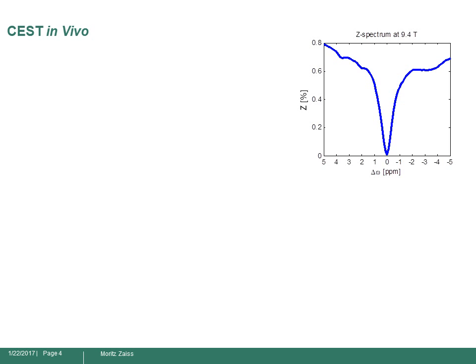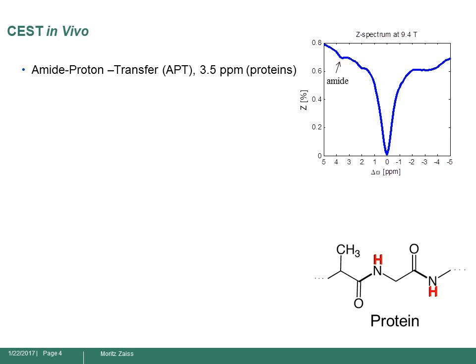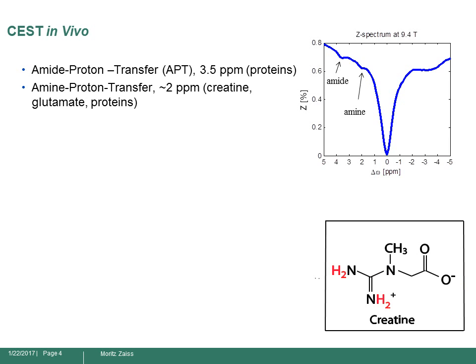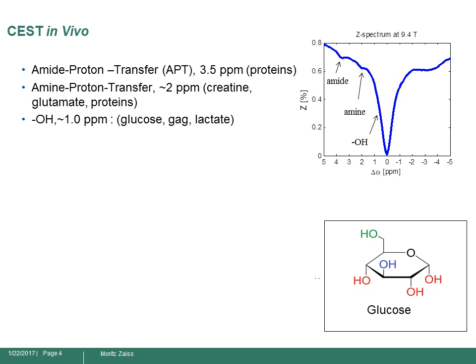If we look in vivo, we see that there's not only a single peak, but there are many peaks appearing. This is a Z-spectrum acquired at 9.4 Tesla of rat brain, and we see that there is an amide proton peak at 3.5 ppm. This is what we're also focusing on today. But there are also other peaks, like amine or guanidinium protons around 2 ppm, and OH groups, for example of glucose or GAG or lactate, closer to water. They are all governed by their exchange rate, and this exchange rate depends on the pH, the temperature, and also the buffer situation.